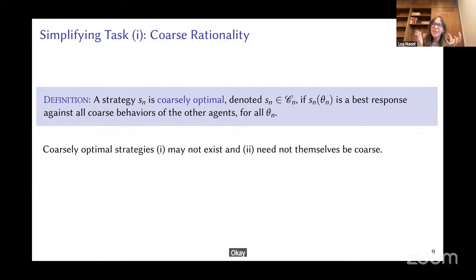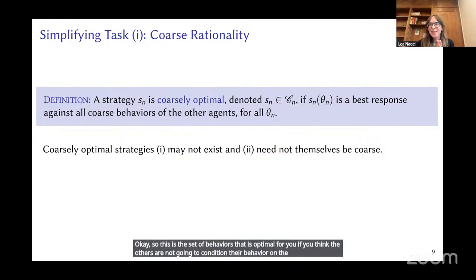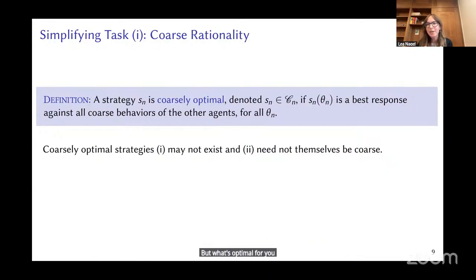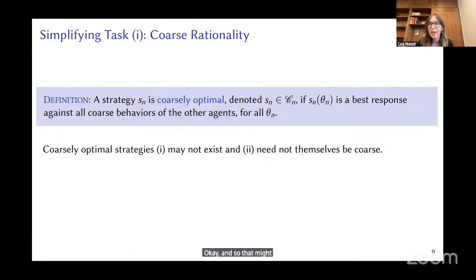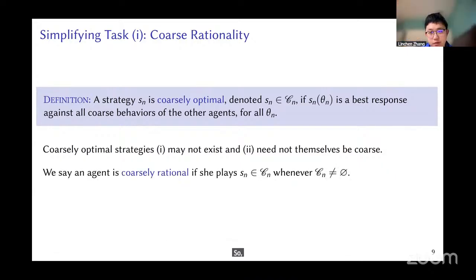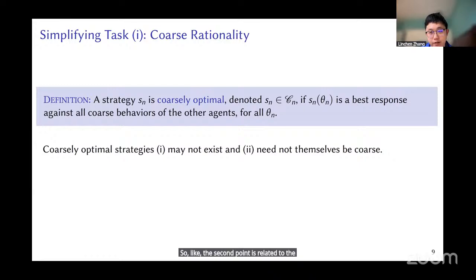Okay, so this is the set of behaviors that is optimal for you if you think the others are not going to condition their behavior on the information that's disclosed. But what's optimal for you today might depend on the information that you have today. That information is not hypothetical. We are allowing you to actually condition your behavior on that. Okay, and so that might make a coarsely optimal behavior not itself coarse. So like the second point is related to the perfect recall assumption, right?